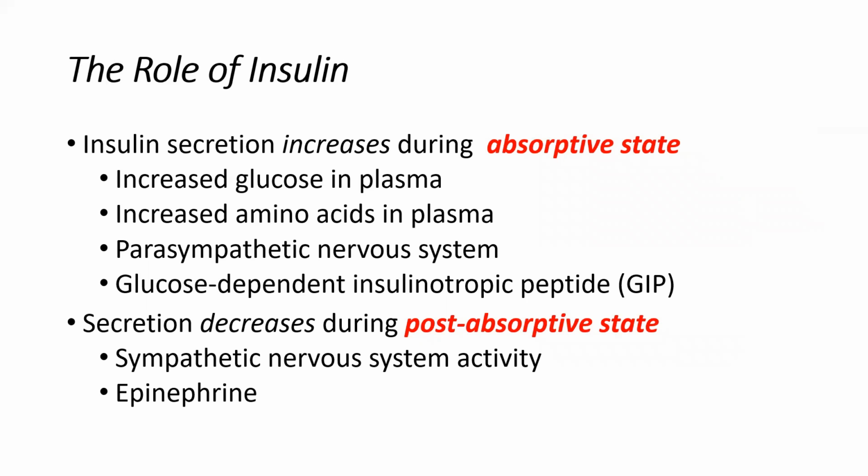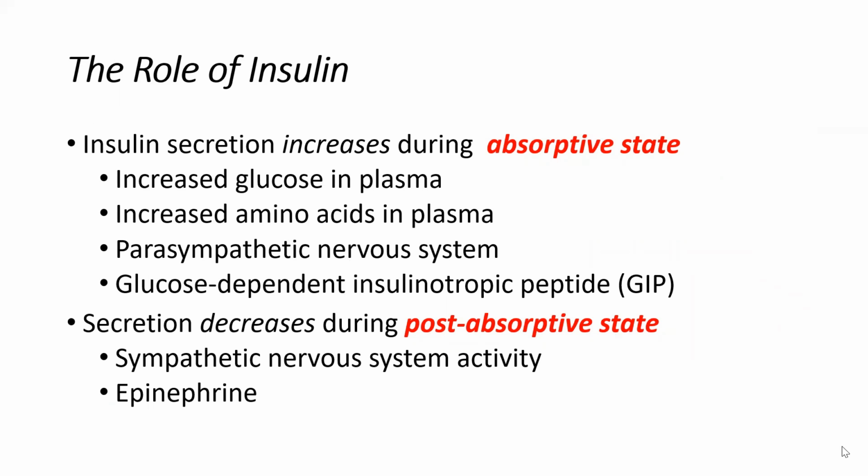It's going to be secreted in response to increased glucose in the plasma, increased amino acids in the plasma, the parasympathetic nervous system, so the rest and digest branch. So again, if you're having a large meal, that parasympathetic system is going to be a signal for insulin to be released. And then another hormone here called glucose-dependent insulinotropic peptide, or GIP, is another trigger for us to release insulin, and that is secreted in response to stretch in the stomach and lots of food coming in, okay?